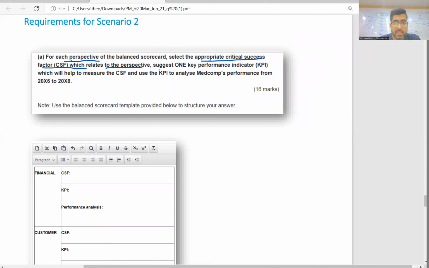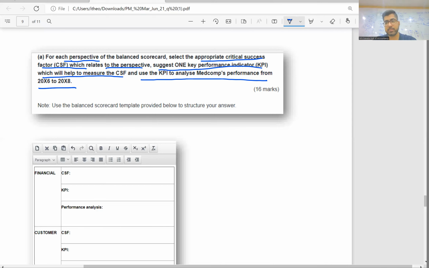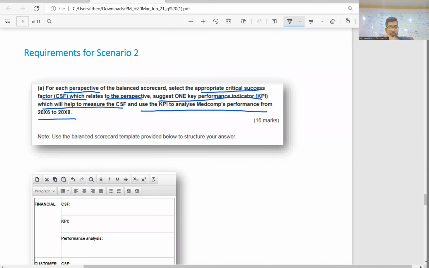So for each perspective, select the appropriate CSF. Suggest one key performance indicator which will help to measure that CSF, and use the KPI to analyze Medcomp performance from 2006 to 2008. Remember, there are 4 CSFs given, so select the appropriate one. Then suggest one indicator which will help to measure that CSF. Like if I say my critical success factor is profit, so suggest one indicator which will help to measure whether profit is being achieved or not.